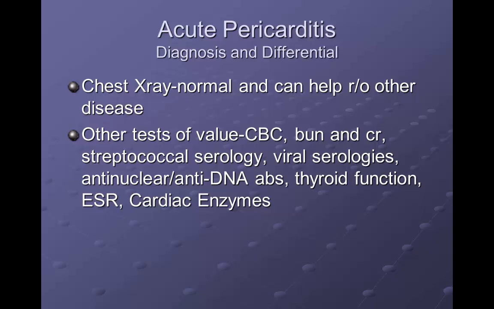a collagen panel for excluding lupus and rheumatoid arthritis, such as ANA and anti-DNA antibodies, and thyroid function for thyrotoxicosis and hypothyroidism, which is another cause. Sed rate will be elevated, and cardiac enzymes should not be elevated in the presence of pericarditis, because remember, it's an outside layer of the heart. The myocardium is not involved.